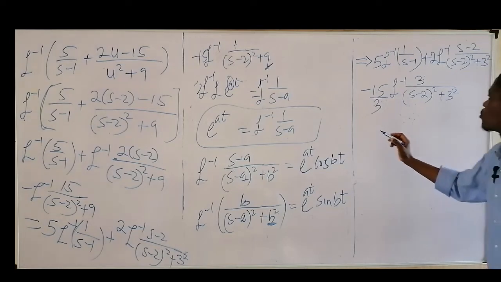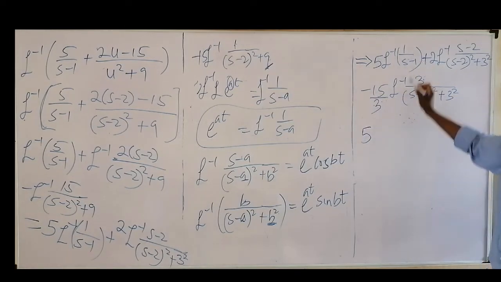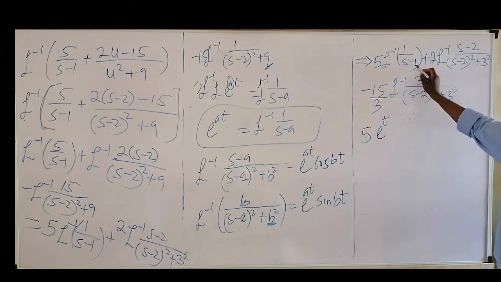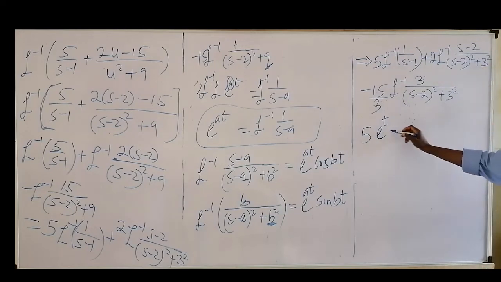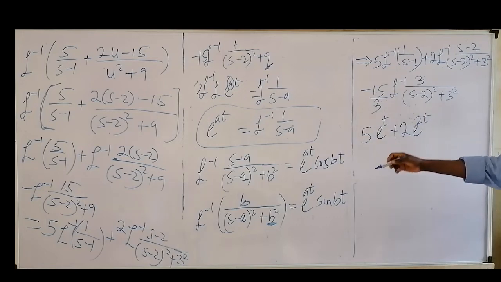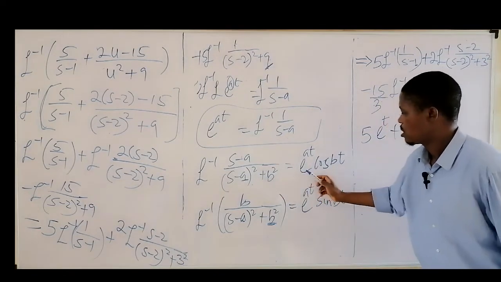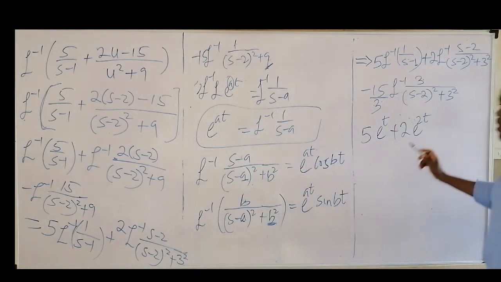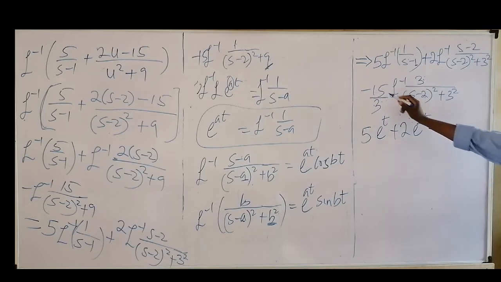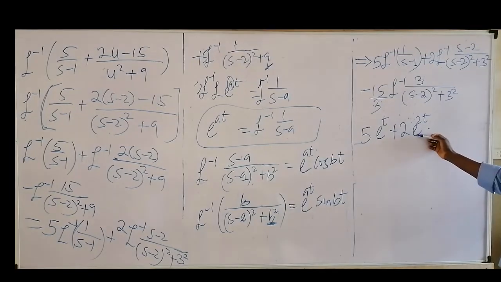Okay, so on the final note, you now have 5. The inverse of this is e^t. All you have here is 1t, so 1 times t is t. And then on this one, this will be plus 2 e^(2t). Check the table, my a here is 2. Then minus 15 over 3, that's 5. And that will be equal to exponential to the power 2t and then cos 3t.